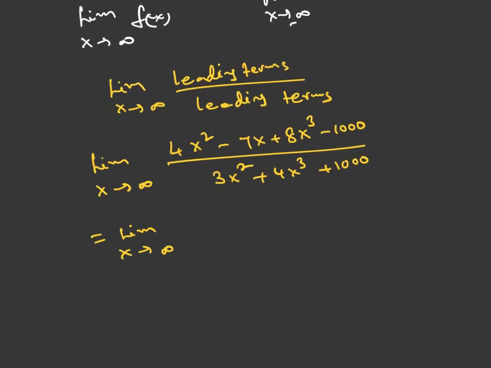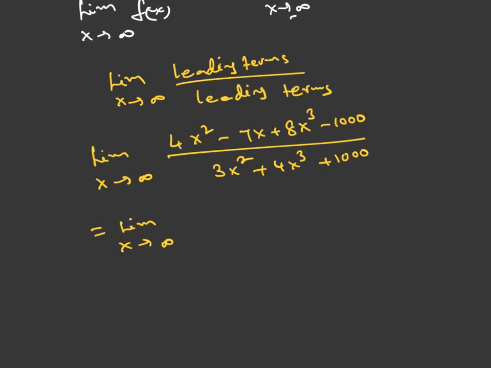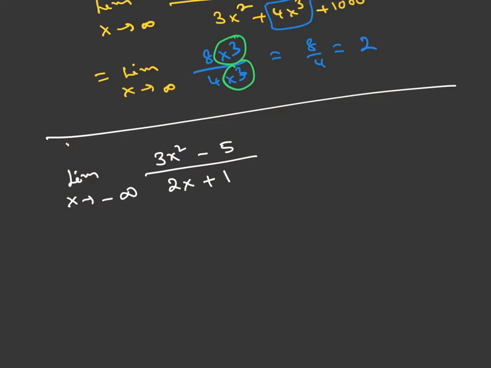The leading term in the numerator is the term with the highest exponent, the term with the highest degree. So that would be 8x cubed over 4x cubed, and you can cancel out x cubed and you will have 8 over 4. No x, no need to write the limit, so the answer would be 2. There is no difference if x is approaching negative infinity, you still take the leading terms.